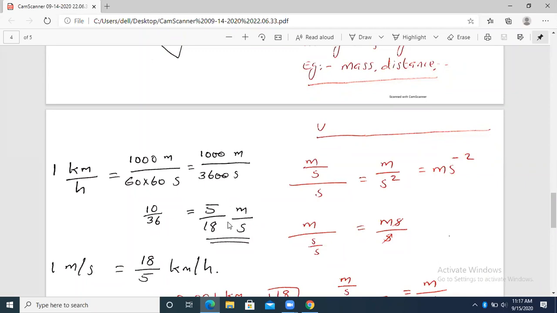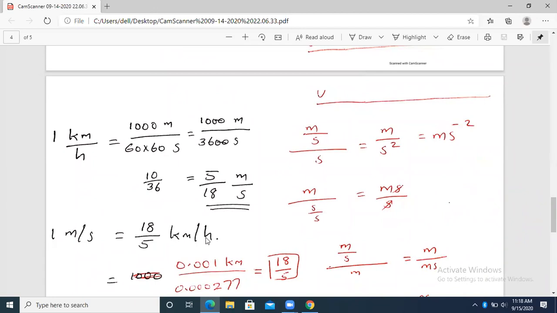Then, sir, question, sir. In another equation, I will multiply it with 5 by 18. Yeah, you can do it. If you want to change kilometer per hour, don't do kilometer per minute or meter per minute or meter per hour like that. If you want to change kilometer per hour to meter per second, just multiply 5 by 18. Then, vice versa. If you want to change meter per second into kilometer per hour, just multiply 18 by 5, the opposite, the reciprocal of this. Meter per second to kilometer per hour, multiply with 18 by 5. From kilometer per hour to meter per second, multiply with 5 by 18.